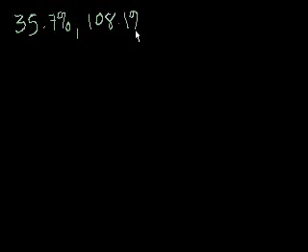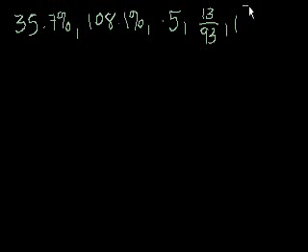Let's get started with some problems, and I think as we go through the examples, hopefully you'll understand how to do these problems. So let's see. The first set of numbers that we have to order is 35.7%, 108.1%, 0.5, 13 over 93, and 1 and 7/68. So let's do this problem.